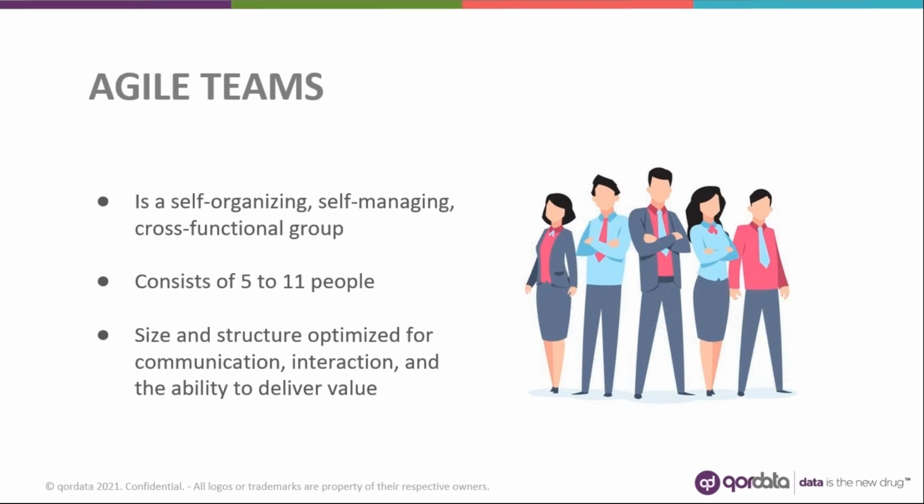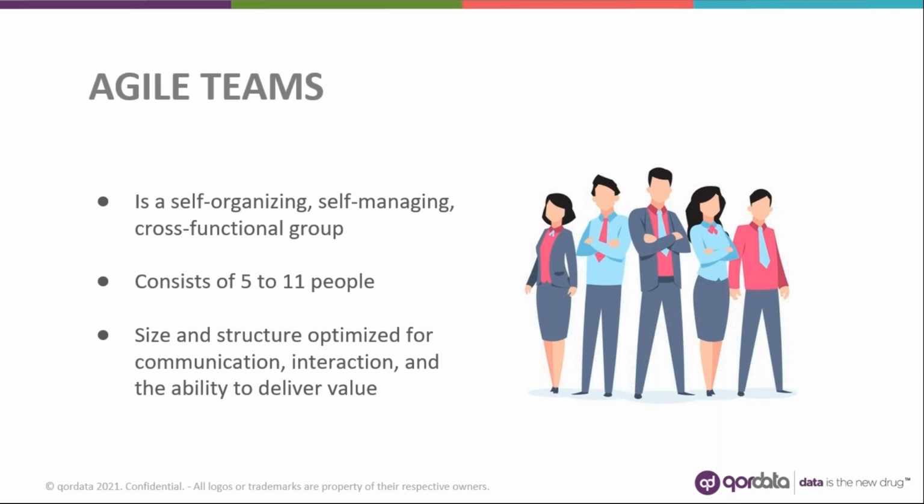So what are the attributes of an Agile team? An Agile team is a self-organizing, self-managing, cross-functional group of 5 to 11 people. The size and structure of the team are optimized for communication, interaction, and the ability to deliver value. The team is cross-functional, meaning that it has all the roles and skills needed to develop and deliver increments of value. The self-organizing and cross-functional nature of the team, along with constant communication, constructive conflict, and dynamic interaction, can create a productive and more enjoyable work environment for its members.